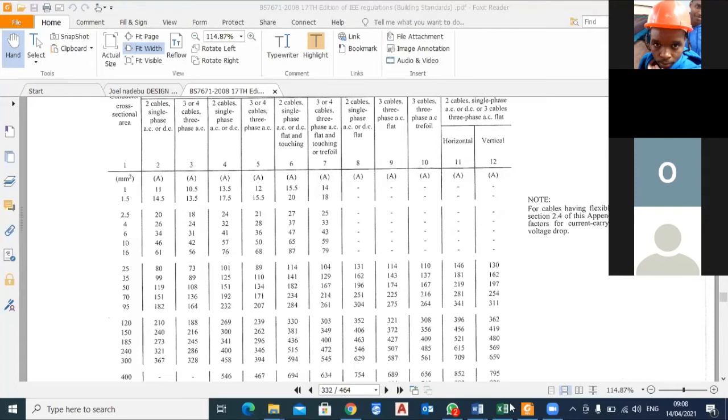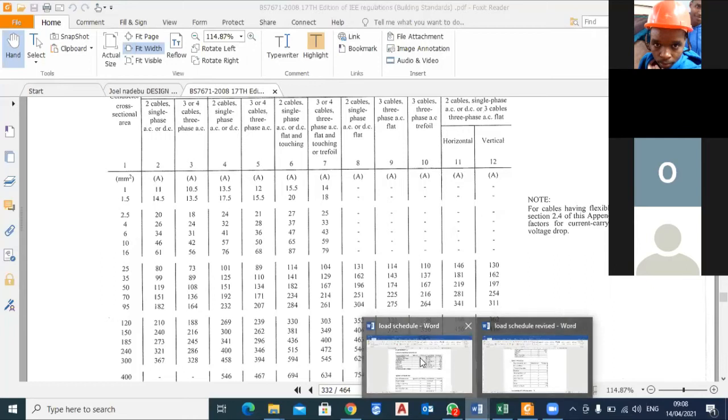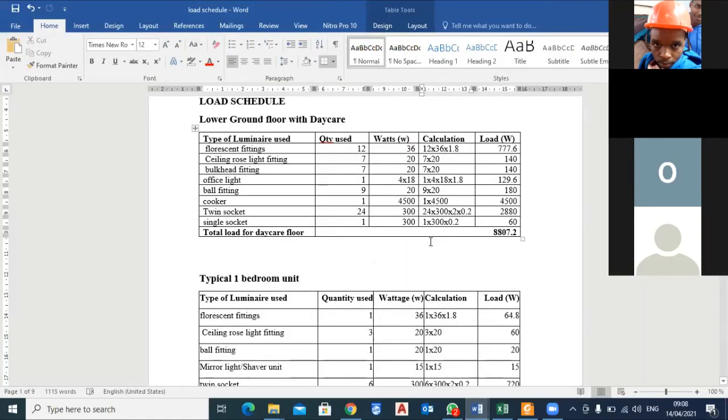Okay. So I want us to go back to our load schedule. Are you able to see our load schedule, or you are still seeing the PDF? You can see the load sheet. Oh, you can see it, eh? Thank you. So that's how you calculate for that. So it means you'll have your consumer unit, and this consumer unit will have a breaker, a double pole of 45 amperes.